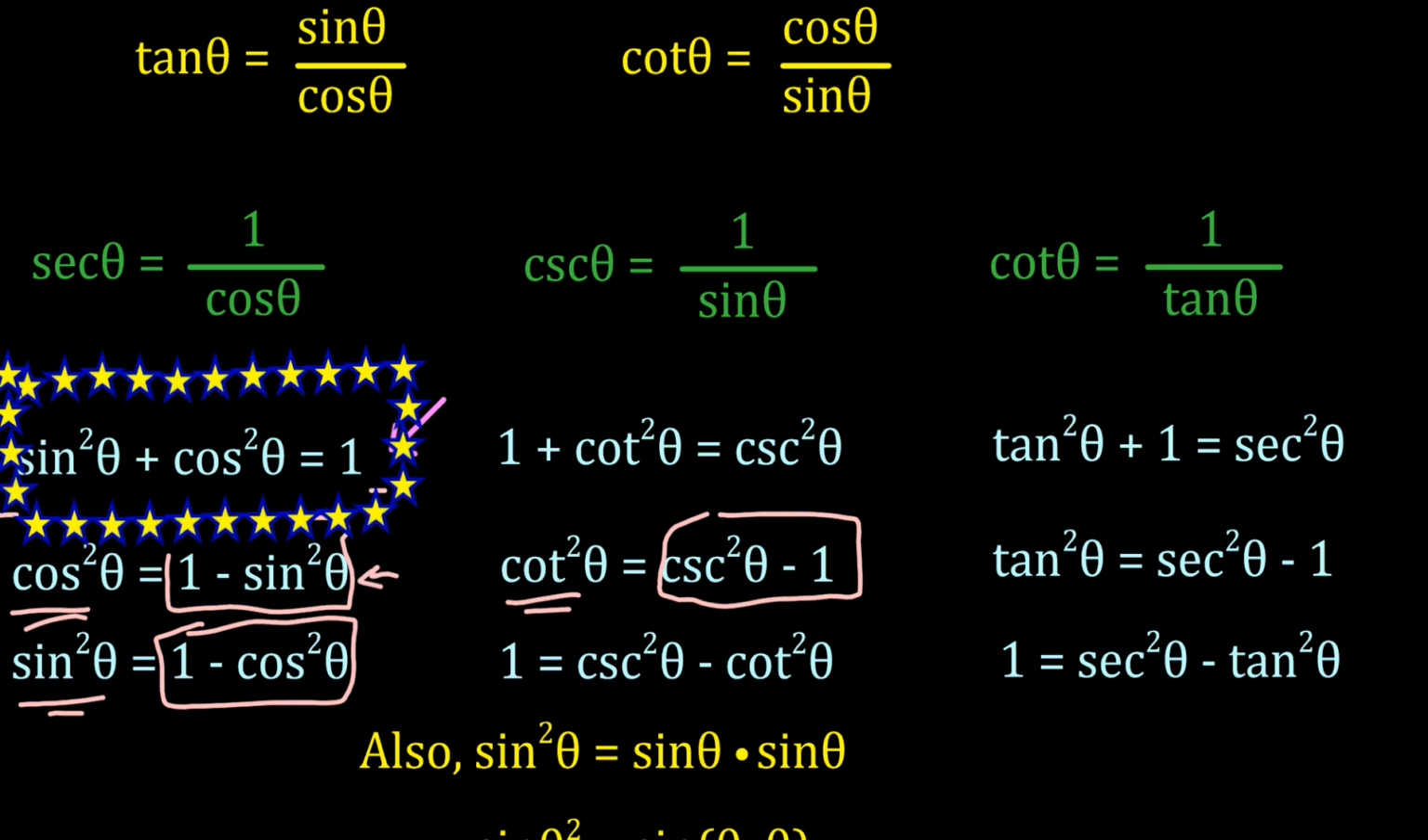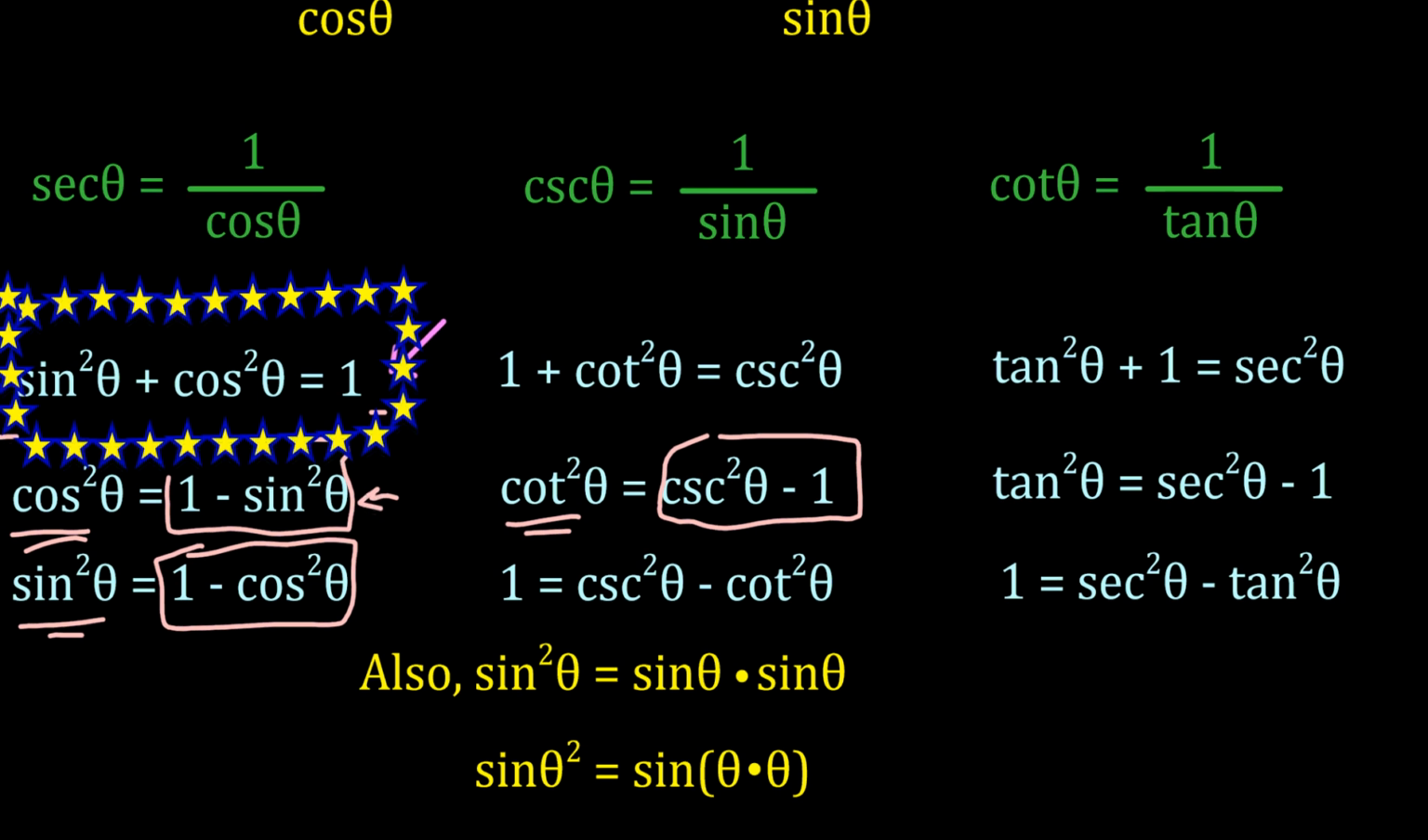And then also at the bottom here, make sure you remember that sine squared of theta is sine of theta times sine of theta, and that sine of theta squared is sine of theta times theta. All right, so that's it for trig identities video 1.